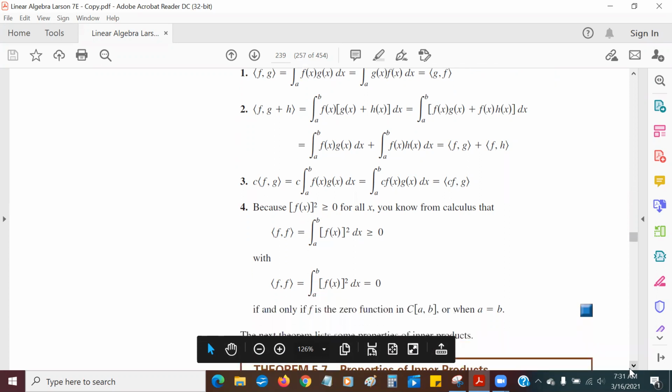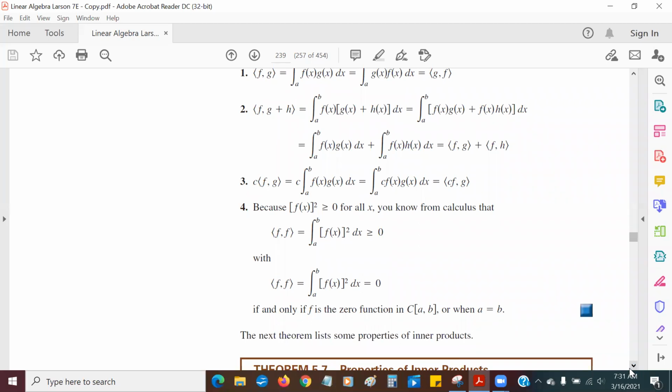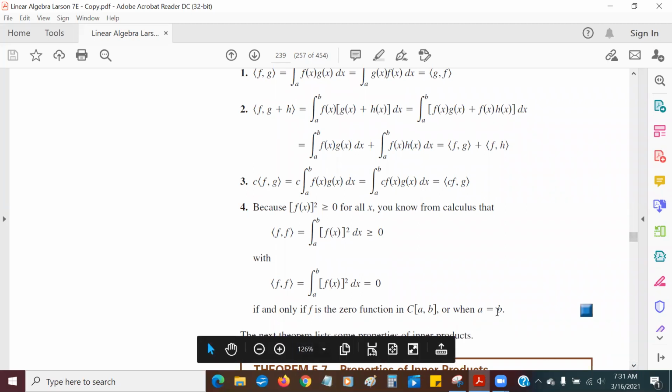So that works. So we see that this works. This is true if and only if f is the zero function, which is everything working the way we want. And that, my friends, is the story.